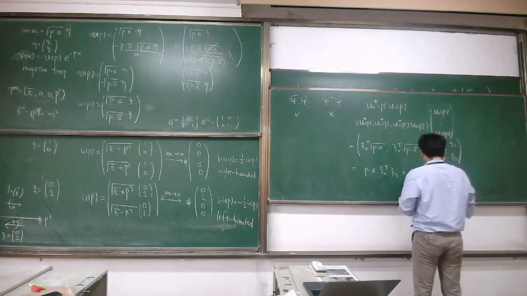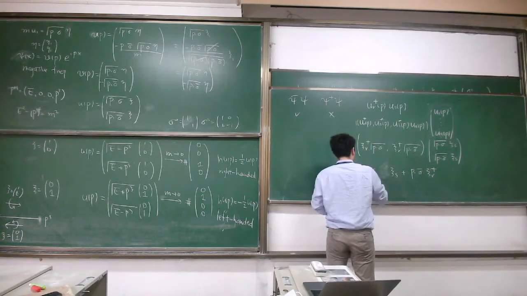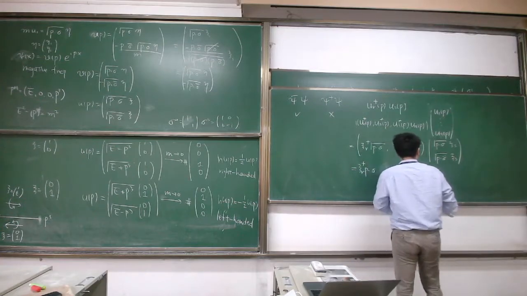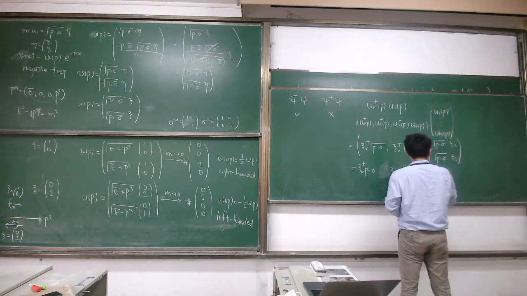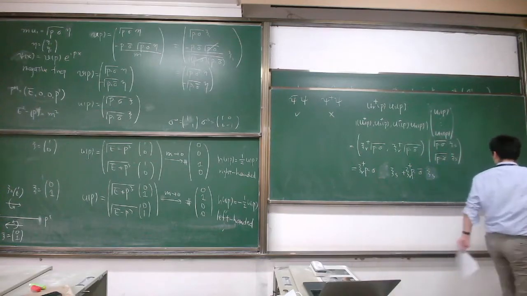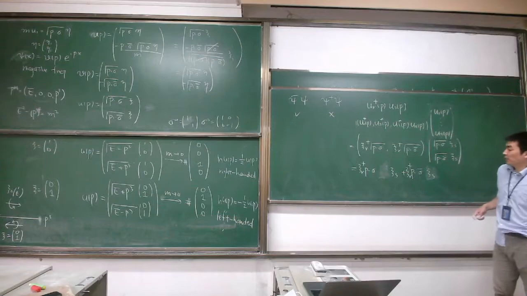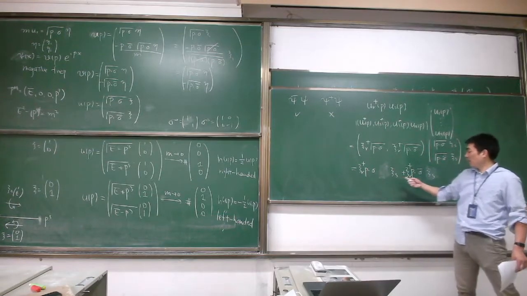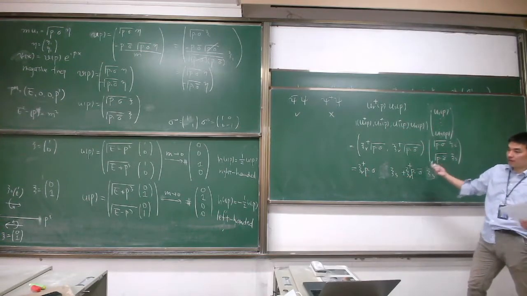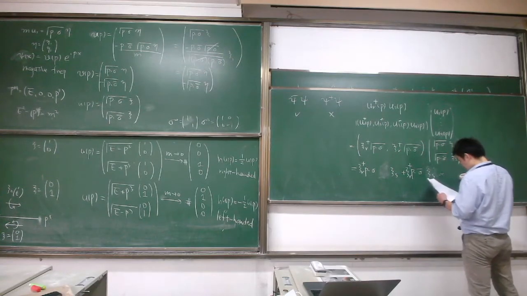I think I should write this down more precisely. Like this way. Okay. Do you agree with that? And we know this sigma bar only differs by the sign of the spatial component. So this one is equal to 2p0.